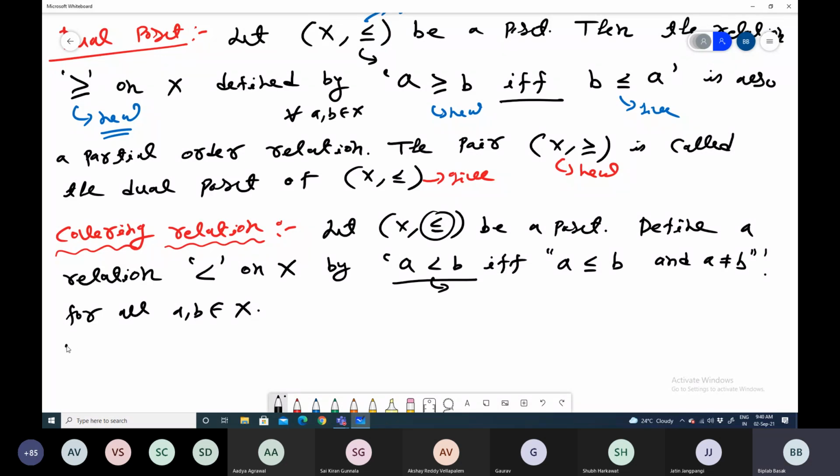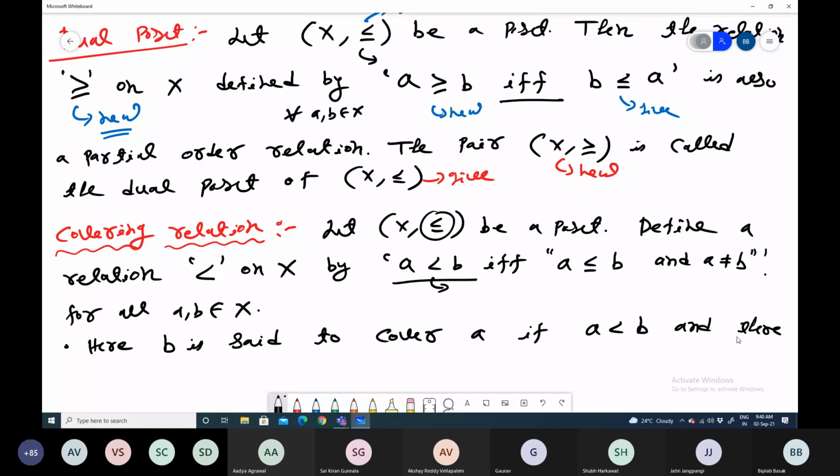Now in this way, we will say that B is said to cover A if A is less than B and there is no element C in X such that A is less than C, which is less than B. So if you have two elements A and B, with A less than B, and there is no other element C between them, then we say that B is a cover of A, or B covers A.